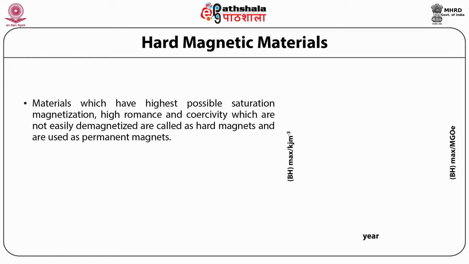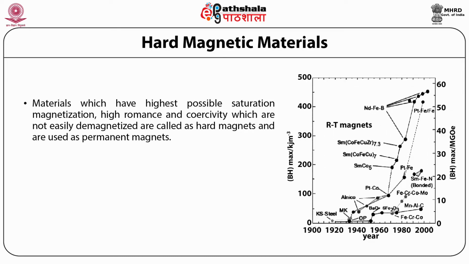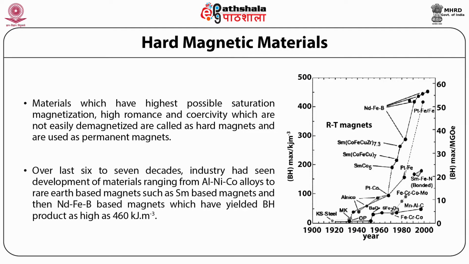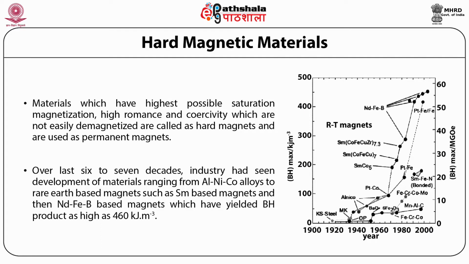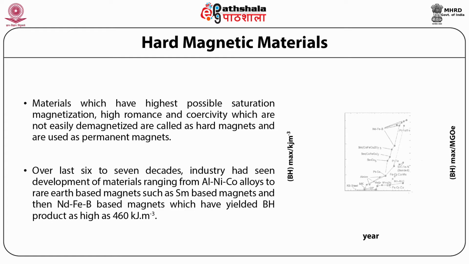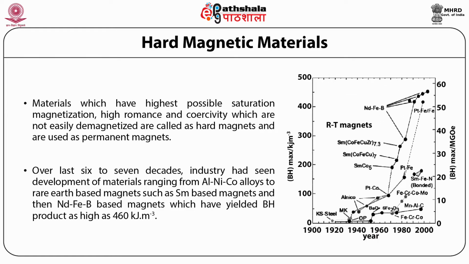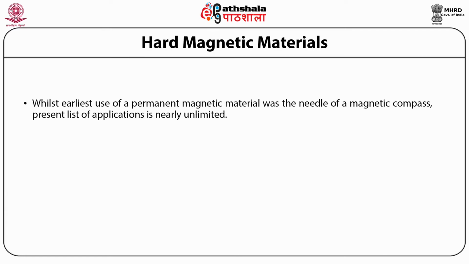This figure shows the development of hard magnets chronologically. Over the last 6 to 7 decades, industry has seen the development of materials ranging from aluminium, nickel, cobalt alloys to rare earth-based magnets such as samarium-cobalt magnets, and then neodymium iron boron based magnets, which have yielded a BH product as high as 460 kilojoules per meter cube, whilst the earliest use of a permanent magnetic material was the needle of a magnetic compass.